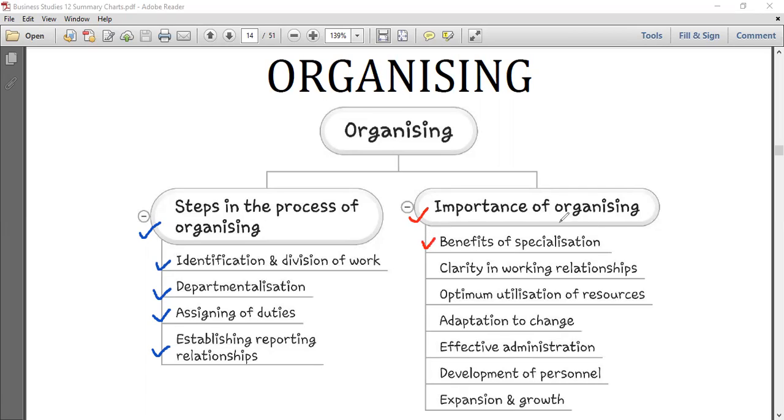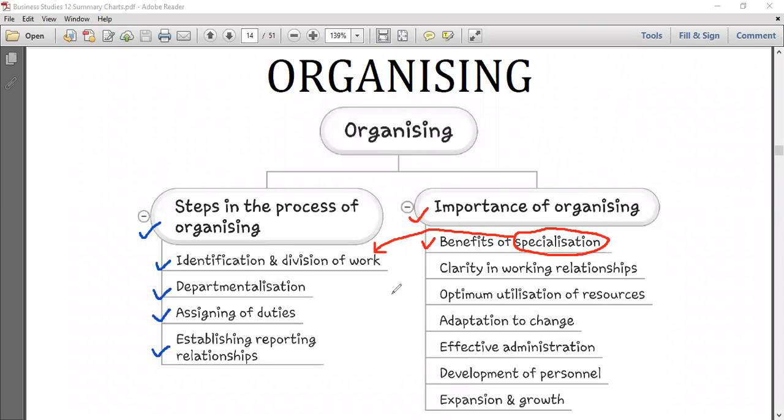How will you receive the benefit of specialization? It's a very simple logic, that the first step in the process of organizing was division of work, and we all know that division of work results in specialization. So as soon as you have applied the principle of division of work as the first step, the ultimate result is the benefit of specialization. Specialization means the person will become an expert in that particular field, in the work he is performing.